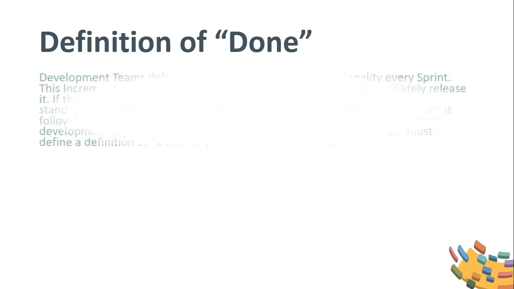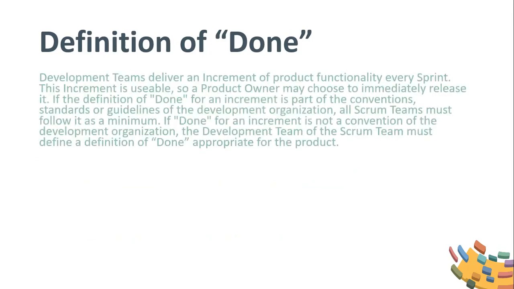Still on the definition of done, development teams deliver an increment of product functionality every sprint. This increment is usable, so a product owner may choose to immediately release it. If the definition of done for an increment is part of the conventions, standards, or guidelines of the development organization, all Scrum teams must follow it as a minimum. If done for an increment is not a convention of the development organization, the development team of the Scrum team must define a definition of done appropriate for the product.